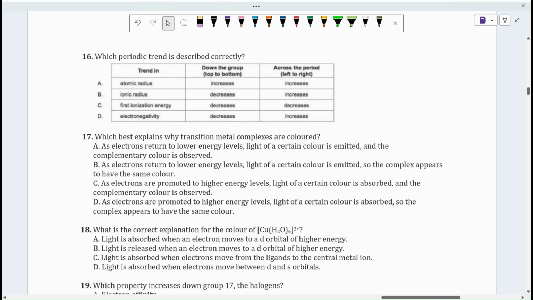16, which periodic trend is described correctly? If you missed question 1, go back to question 1. I show you a quick way of remembering all of these trends. The answer is D.